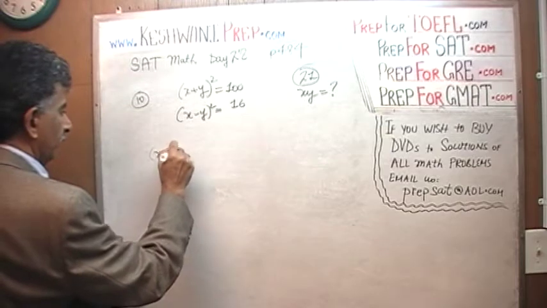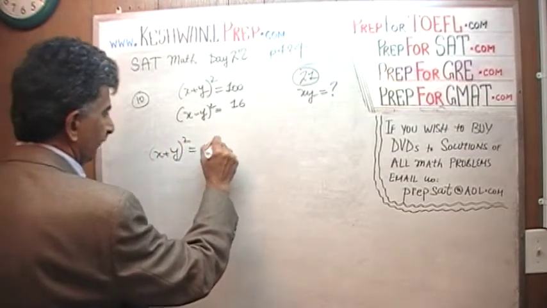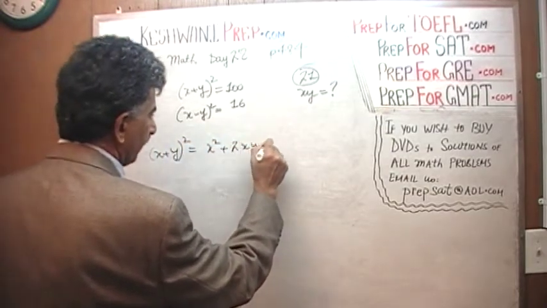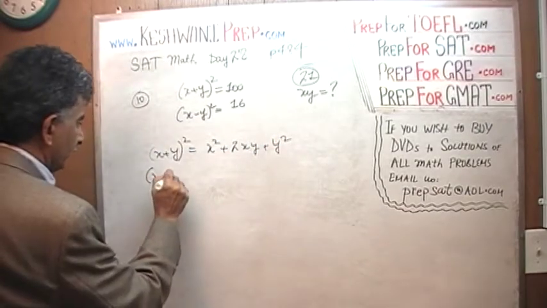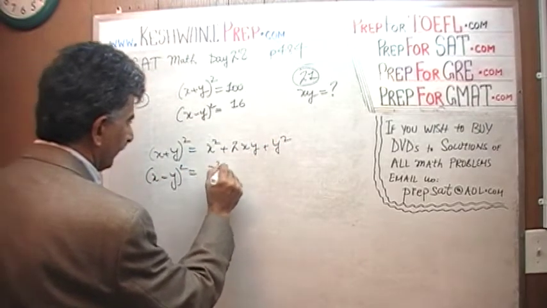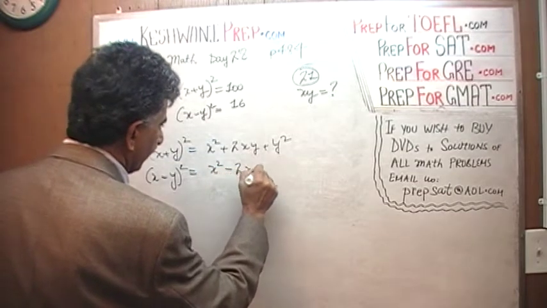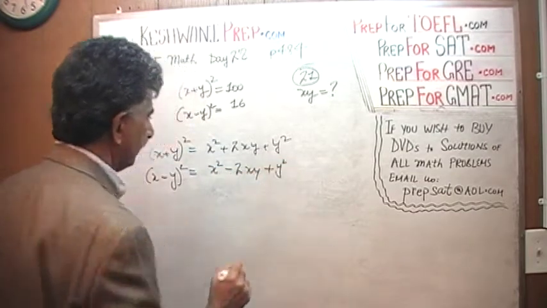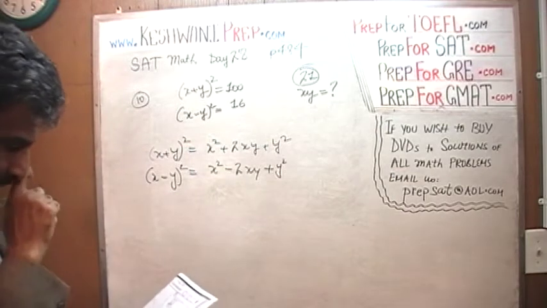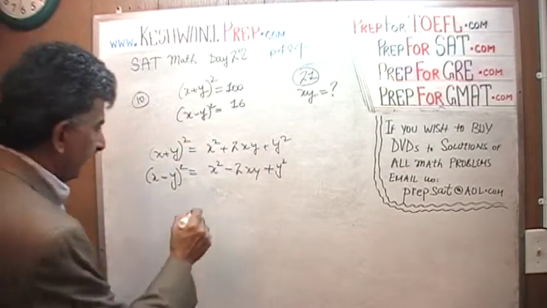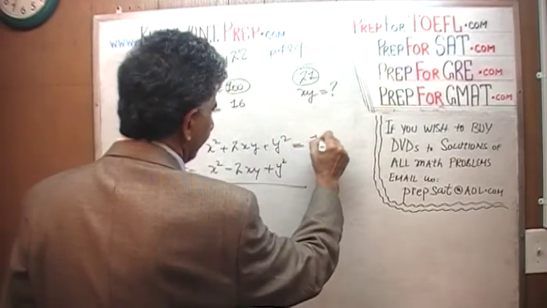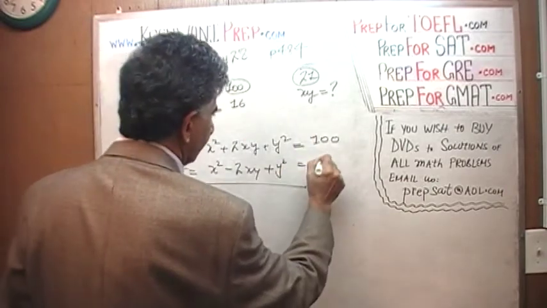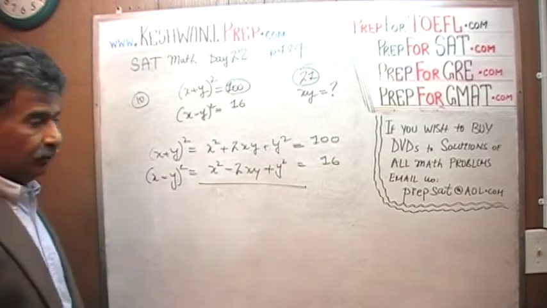X plus y whole squared, we have to understand the same as x squared plus 2xy plus y squared. Similarly, x minus y whole squared, we know, is x squared minus 2xy plus y squared. That we do have to know. Now let's add up the two equations. Remember, this we are told is equal to 100. This we are told is equal to 16.